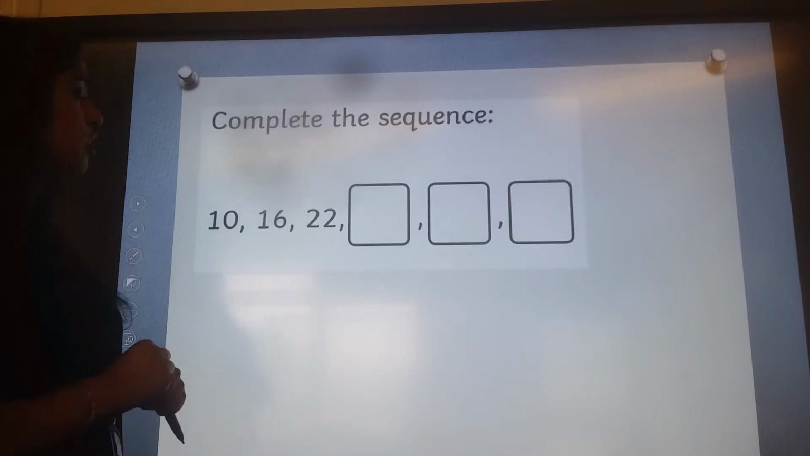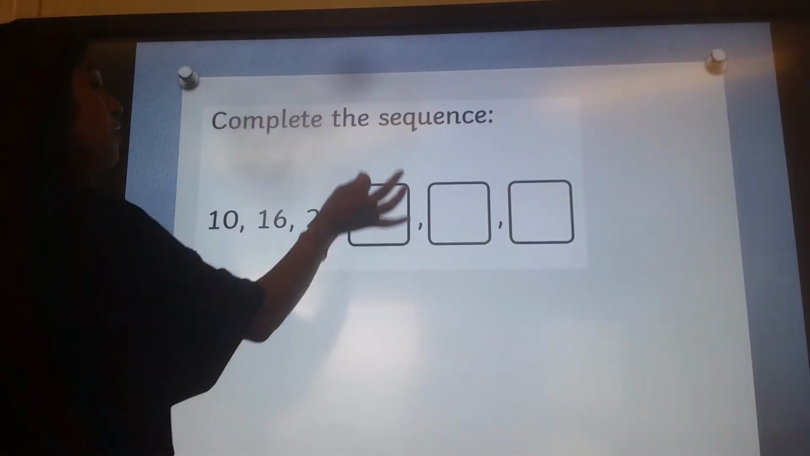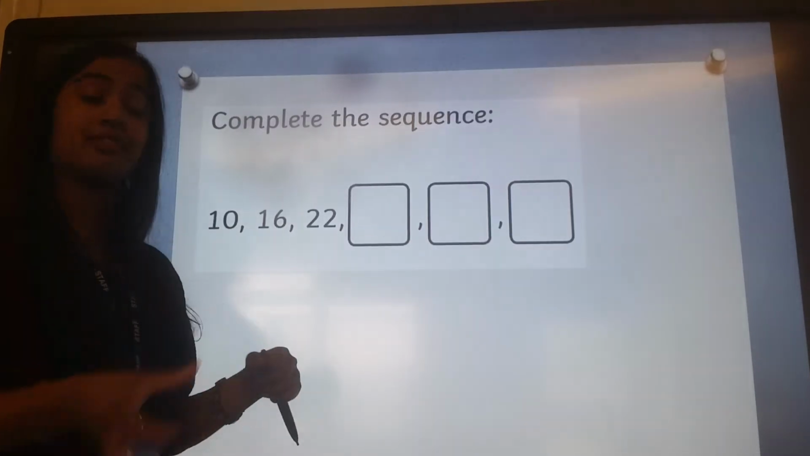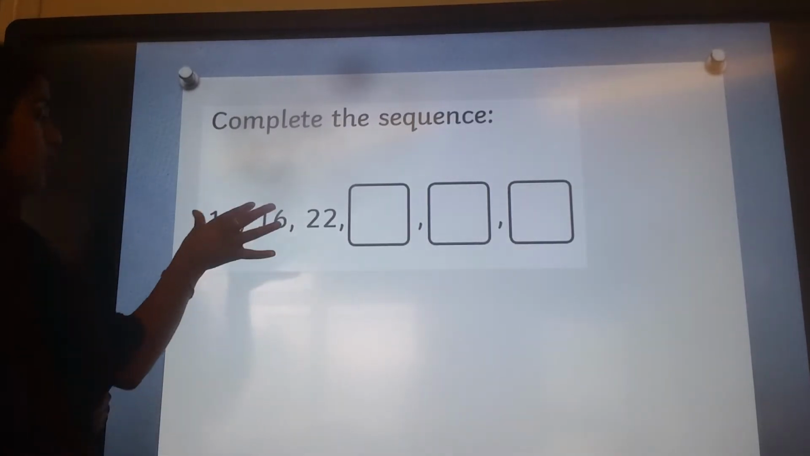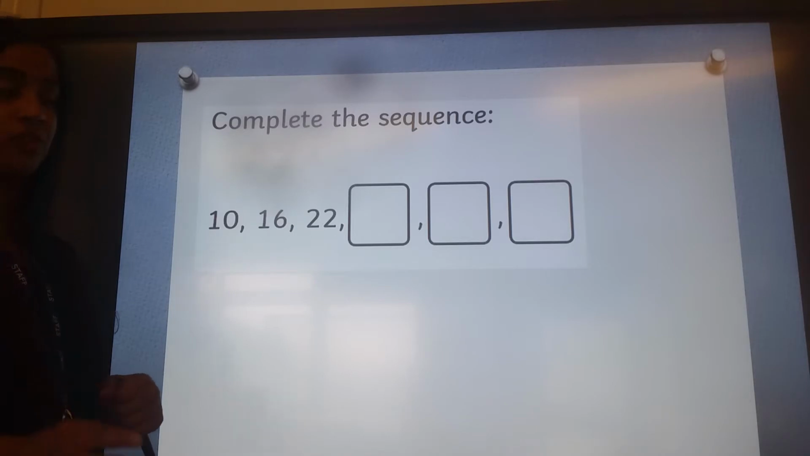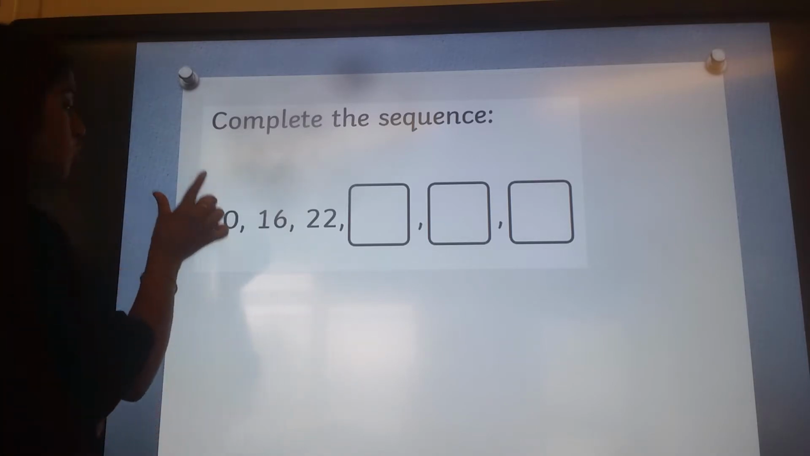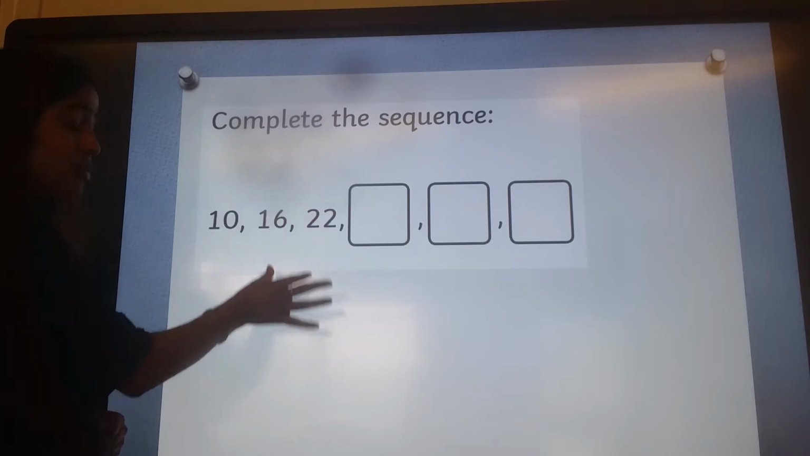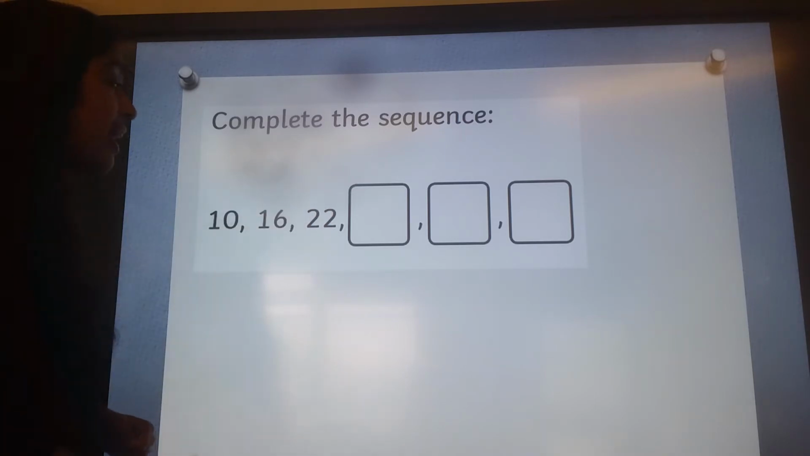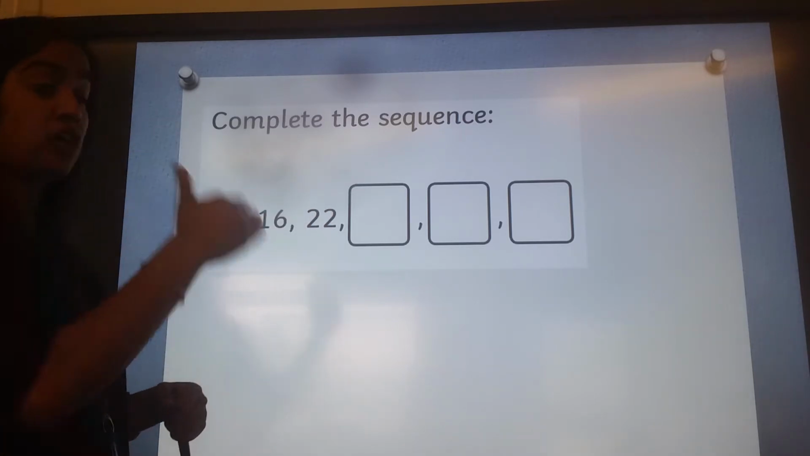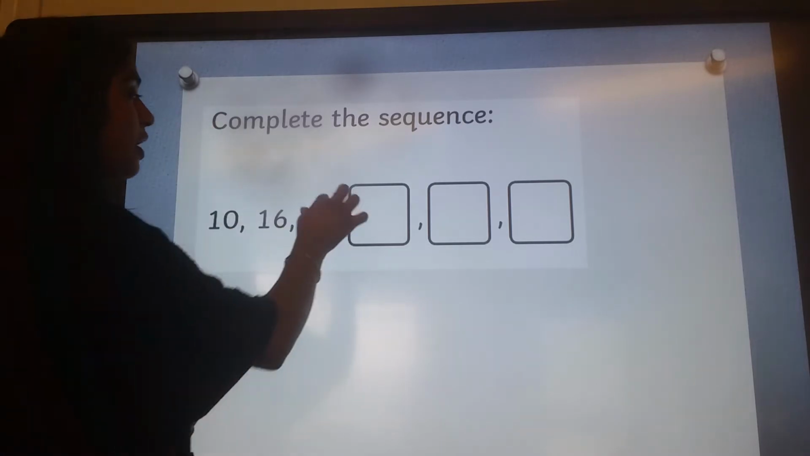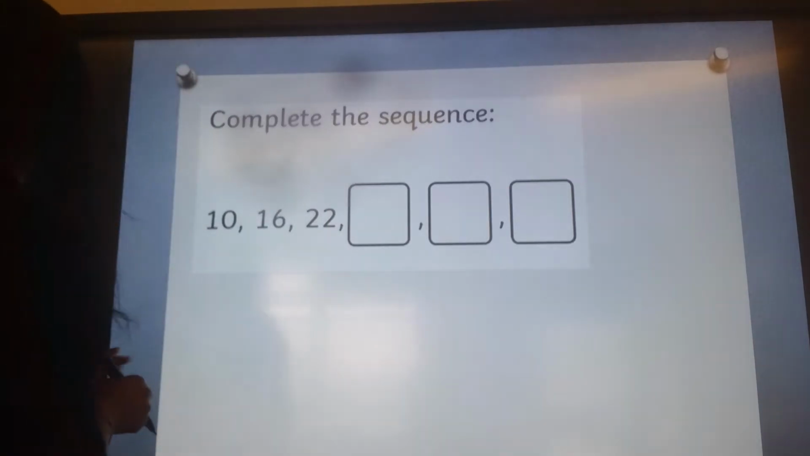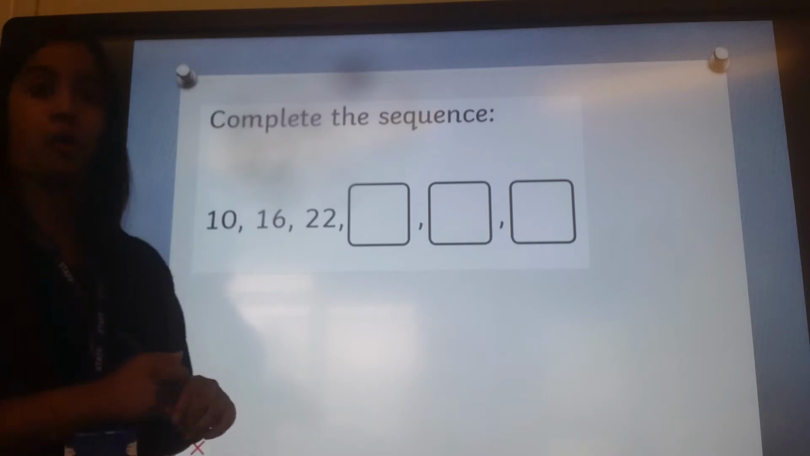Complete the sequence. So what you need to do is calculate what the next 3 numbers in the sequence are going to be. And remember, look at the first 2 numbers in the sequence. Find the difference between those numbers and then look at the difference between these 2 numbers and use that to calculate how much the number is going up by. And then you can calculate the next 3 answers. Off you go. Are we ready?